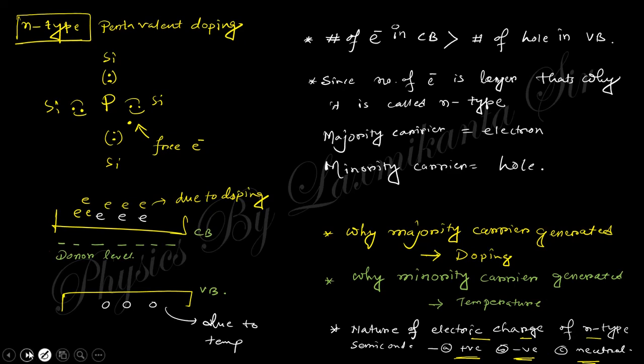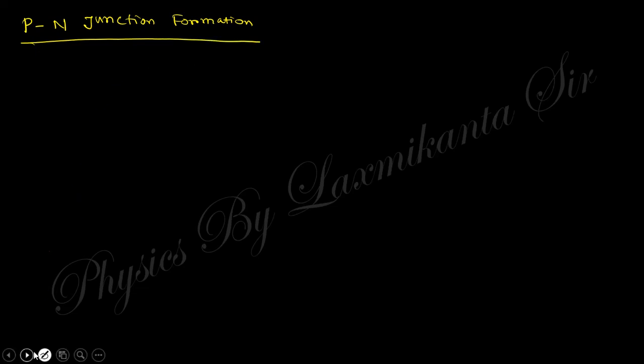Now we have already formed the n-type and p-type semiconductors due to the doping effect. Now if we combine them in a PN junction, what happens? So now comes the main topic, the PN junction formation. How does this PN junction form? We know about the p-type semiconductor and the n-type semiconductor. Now we want to make the junction here.